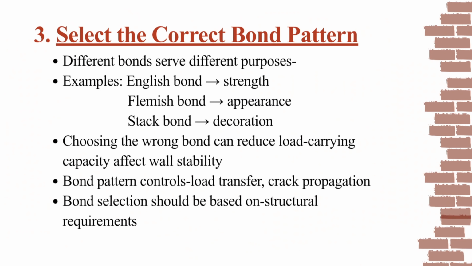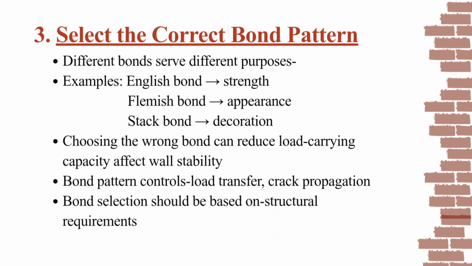Now the third rule is select the correct bond pattern. Different bonds serve different purposes. For example, English bond is used for strength, Flemish bond is used for appearance, and stack bond is mainly used for decoration. So, choosing the wrong bond can reduce the load carrying capacity of a wall.